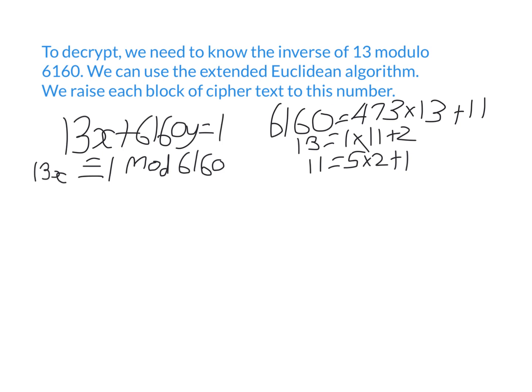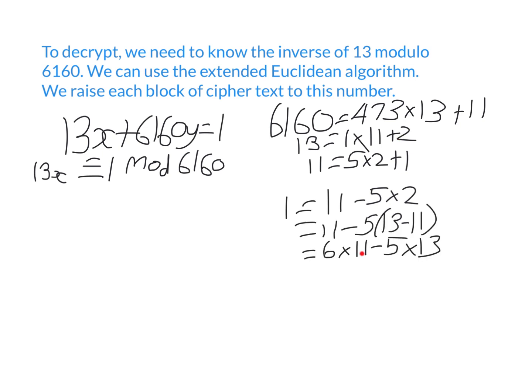So to find the integers x and y that satisfy this equation, we've done the Euclidean algorithm. Now we do the extended Euclidean algorithm. So I'm going to write 1 as 13 times something plus 6160 times something. So we backtrack here. The last line tells us that 1 is 11 minus 5 times 2. Now I'm going to replace 2 because I know it's 13 minus 11.